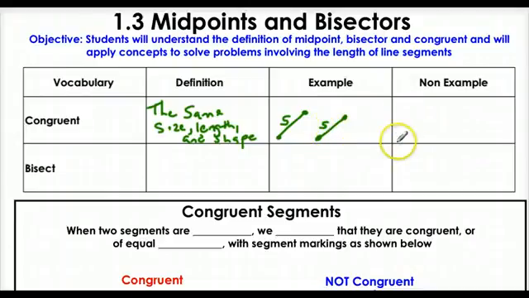Two things that would not be congruent. Let's say I had a really big line that was 10 inches, and then I had a really small one that was like 2. All right? So these would be not congruent.